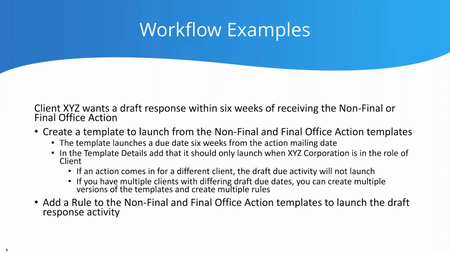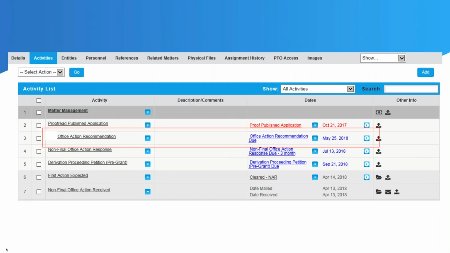Then once we get our template created, we're going to add a rule to the non-final and final office action templates to launch the draft response activity. You can see that in this next screen of the activities. You can see that we have the non-final office action here. In FIP, it'll automatically launch the response date, but since in the entities we have XYZ Corporation playing the role of client, it also launched this office action recommendation due 6 weeks from the mailing date of the non-final office action.